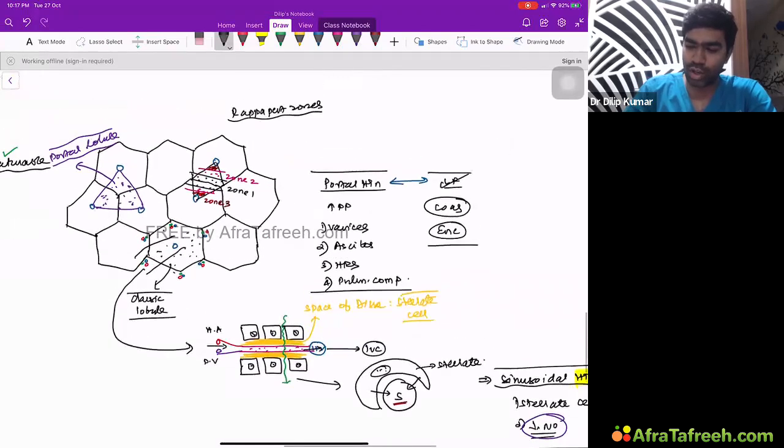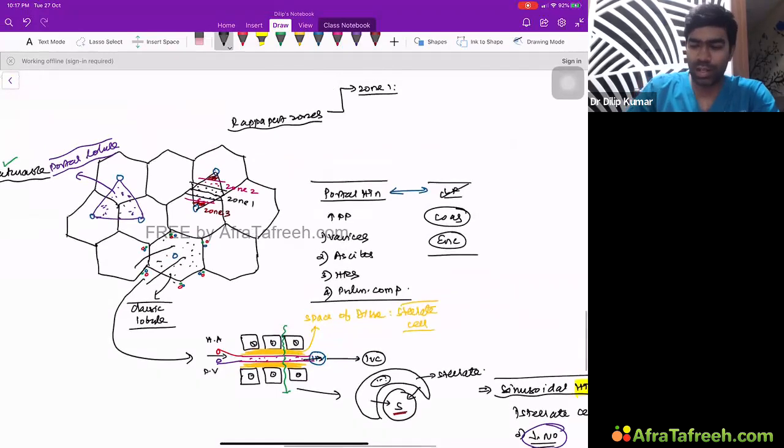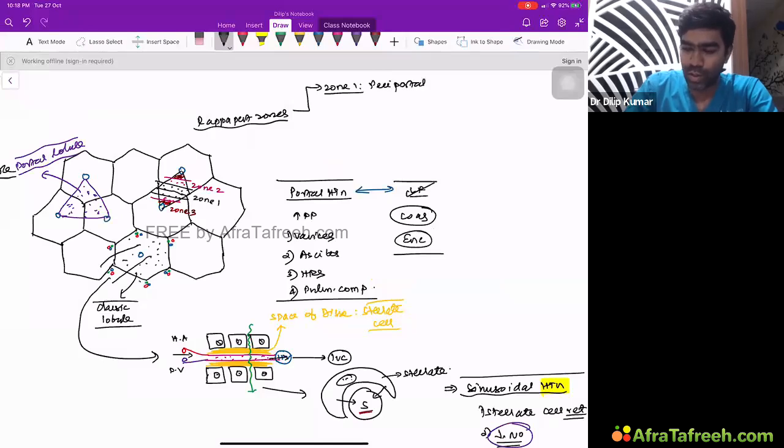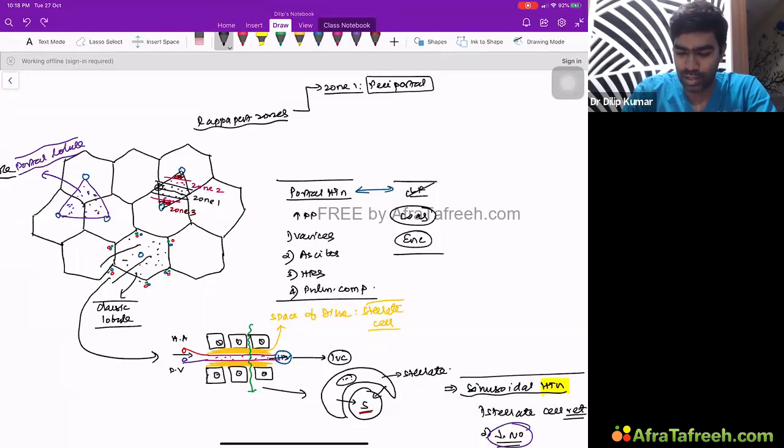So let us talk about zone 1. Not very important for exams, but there are some trivial questions that you might get. As far as zone 1 is concerned, this is typically the periportal zone. Why is it called the periportal zone? Because you can see there will be 2 portal triads here, and near those portal triads, I'm getting zone 1. That's called the periportal zone.